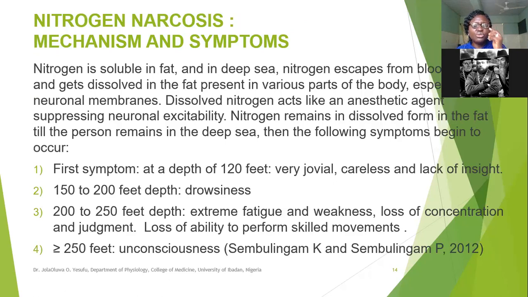Now, nitrogen is soluble in fats, and in deep sea, that nitrogen escapes from blood vessels and gets dissolved in fats. And you have fat in various parts of the body. You have fats around your neural membranes, around your myelin sheaths. Fat is everywhere in the body, okay? And you have different types of fat. You have brown fat, you have white fat, but you have different areas where you have fat in the body. So nitrogen will escape from blood vessels and get lodged into the fat.